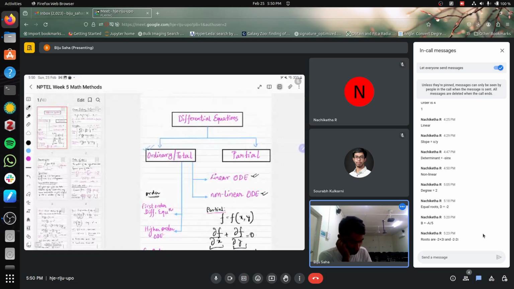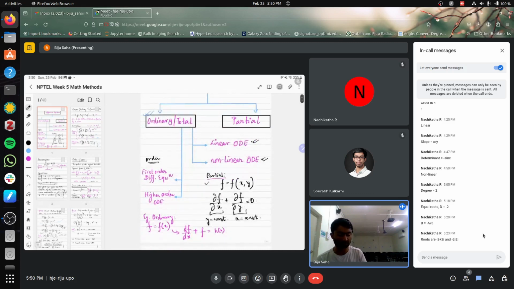So mainly I classified differential equations into two categories. One is the ordinary, and the other is the partial differential equation. So this is an example of a partial differential equation, and this is the format of the ordinary differential equation. The change is that this is a partial derivative and this is a total derivative.